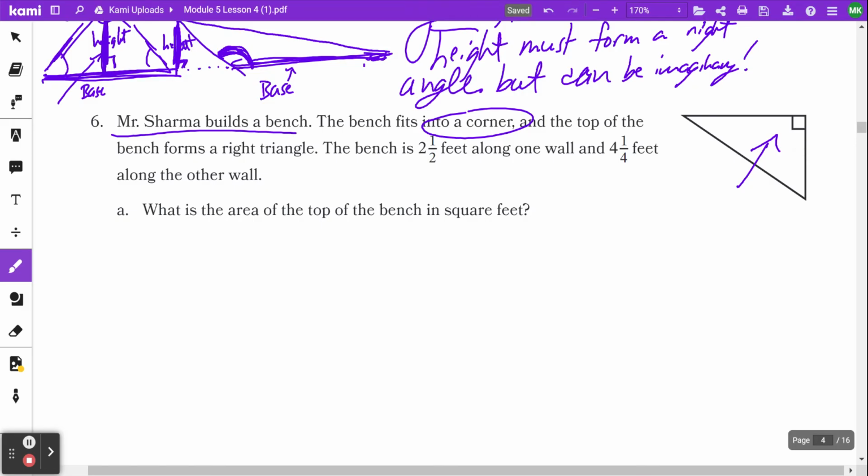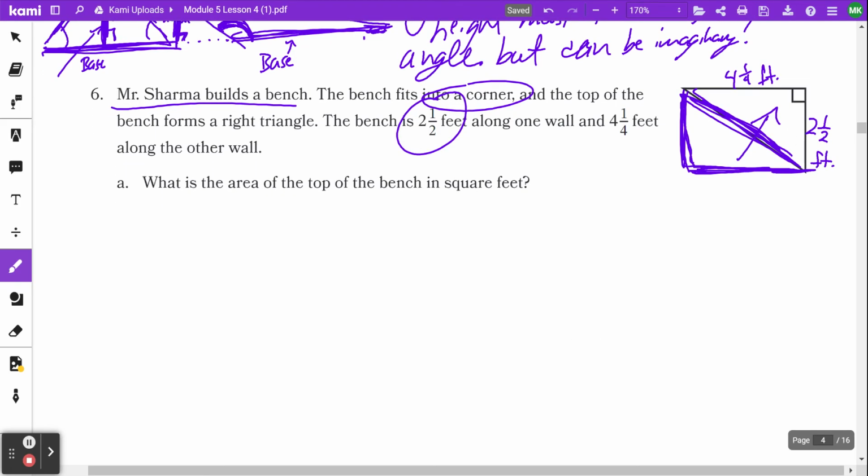Okay. The bench is 2.5 feet long along one wall. So how about this one? 2.5 feet. How about right there? And then 4.25 feet along the other wall. How about that guy? So I don't even care about this one. Who cares, right? Because it's really about that rectangle that is formed, taking 1/2 of it. Okay, so what is the area for the top of the bench?